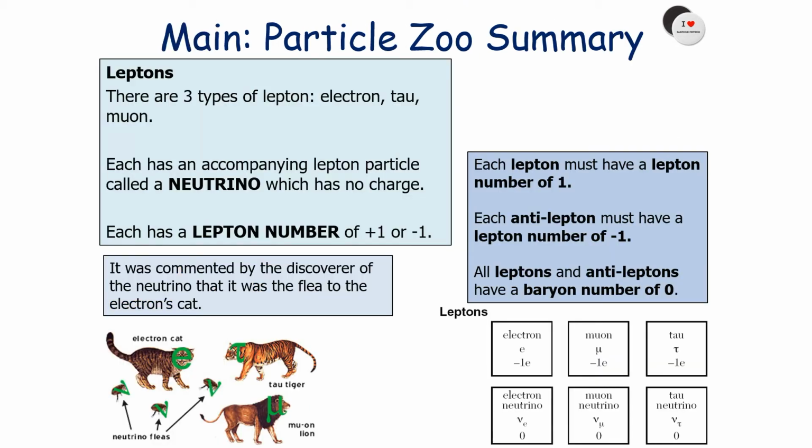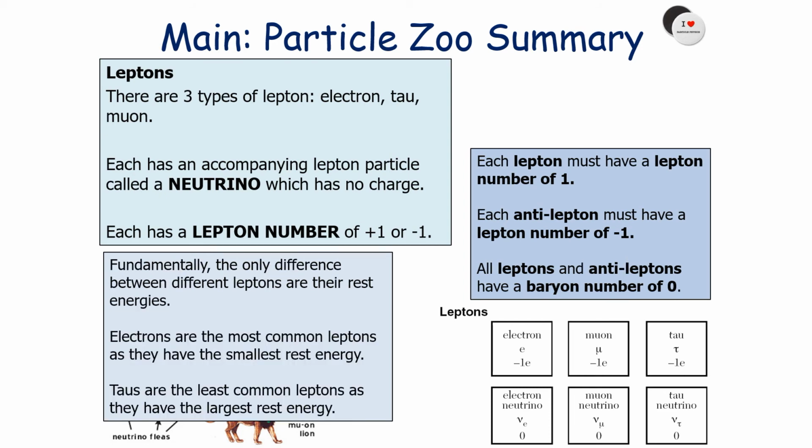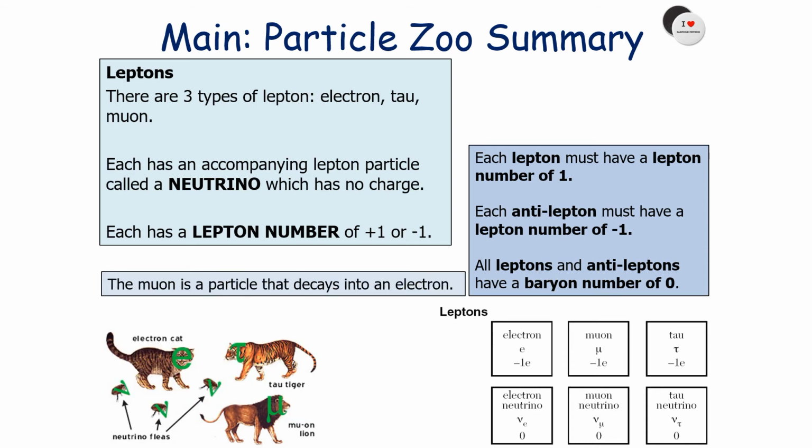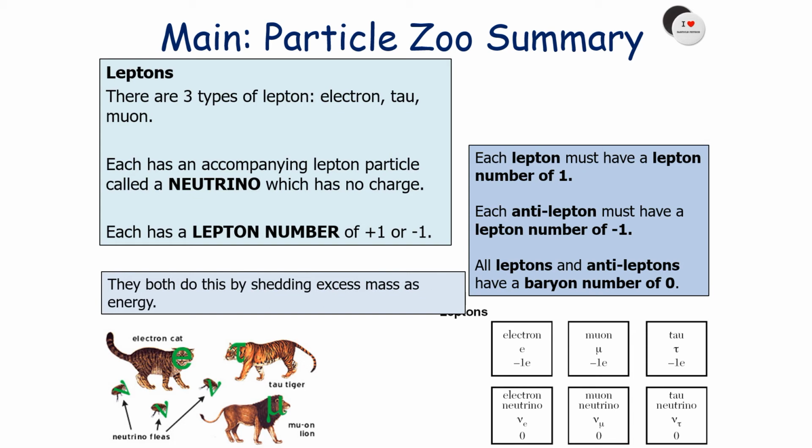So leptons: there are three types of leptons, electron, tau and muon, and each accompanying lepton particle has a neutrino which has no charge. Each lepton has a lepton number of +1 or -1. Fundamentally the only difference between leptons is their rest energies. Electrons are the most common leptons as they have the smallest rest energy, and taus are the least common as they have the largest rest energy. A muon is a particle that decays into an electron, and a tau is a particle that decays into electrons, and they both do this by shedding excess mass as energy.